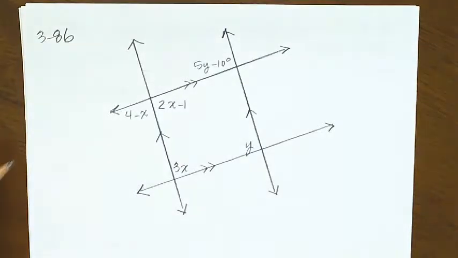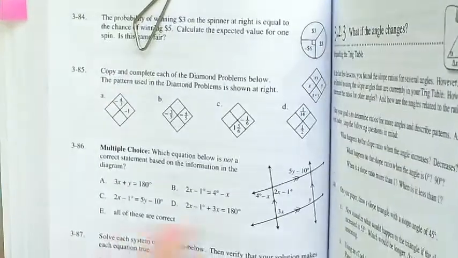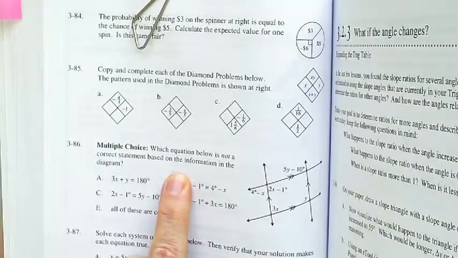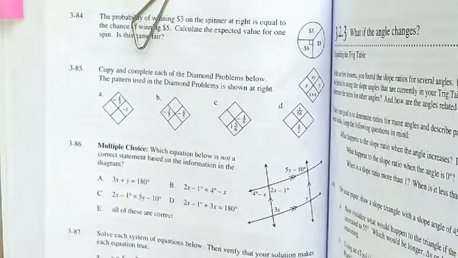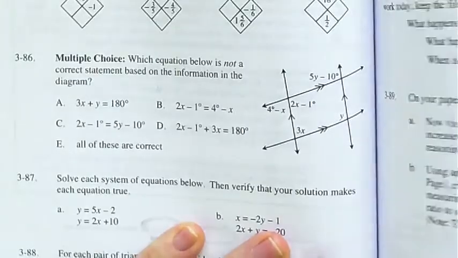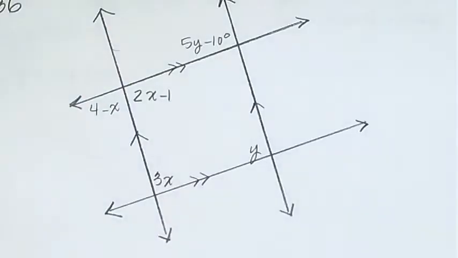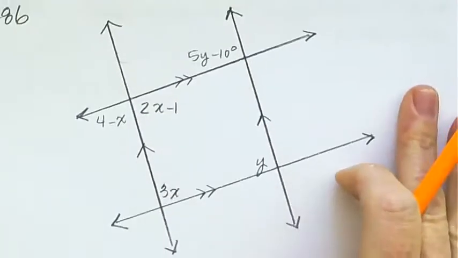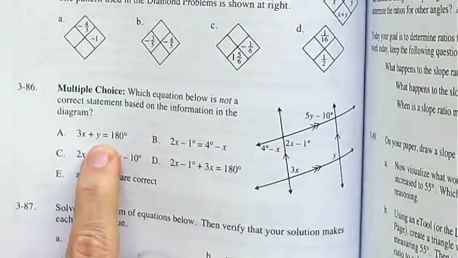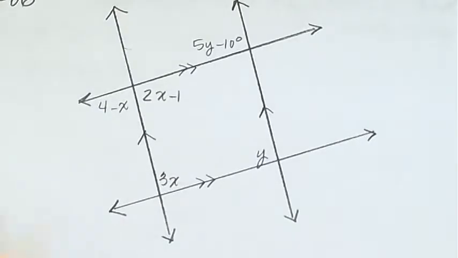Okay, 386. Which equation below is not a correct statement based on the information in the diagram? So let's check out each of these statements. And yes, I do want you to draw this diagram in your notebook and use it and mark on it like I'm going to do in the video. So this says 3x plus y equals 180. Let's see if that's true.